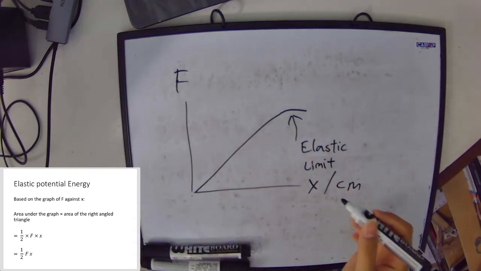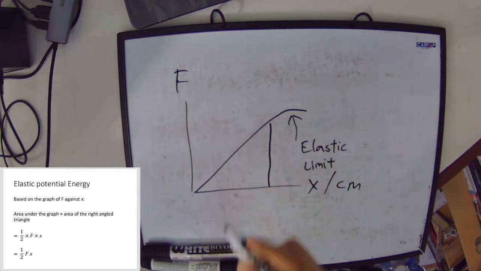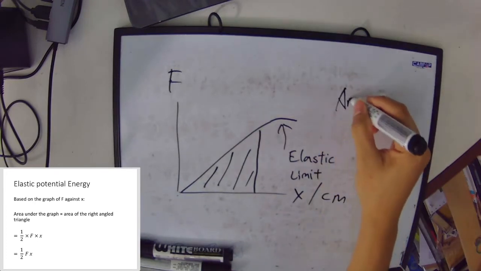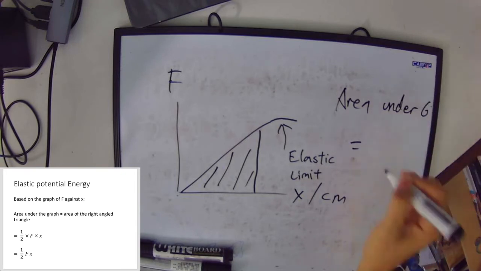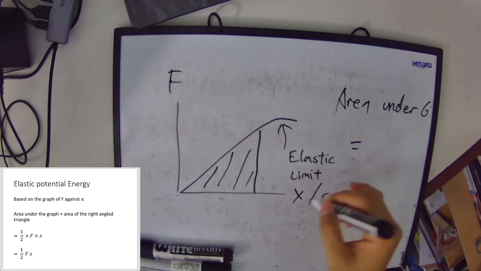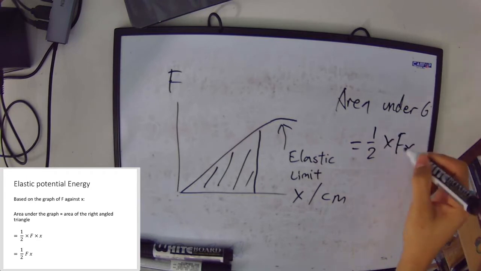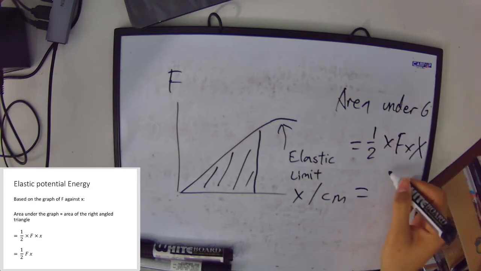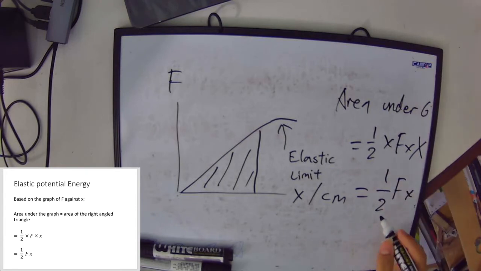But the way we'd calculate the area is simply by calculating the right angle triangle. So, area on the graph equals, obviously we can just use the formula for a triangle, 1 over 2 times F times x. So you still go back to the same formula, which is 1 over 2 Fx. You can use that formula.